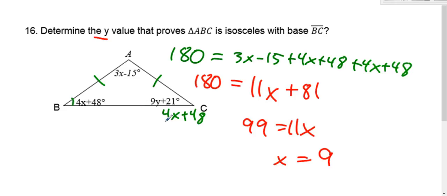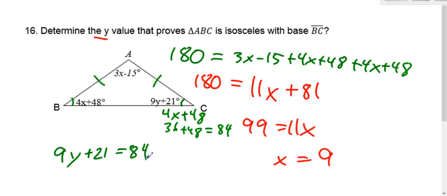So if x equals 9, then 4x plus 48 would be 36 plus 48. So this angle is 84. So that means 9y plus 21 has to equal 84. So you subtract the 21, you get 9y equals 63. So y equals 7, and that's what it asked for.